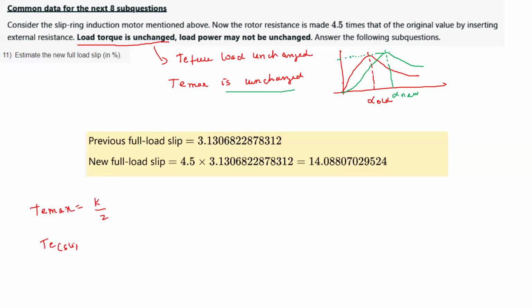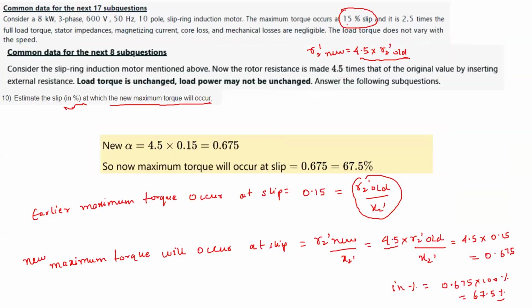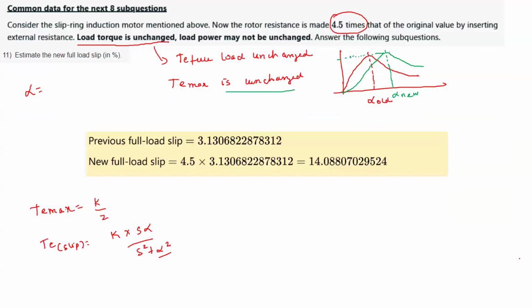T at any slip is equal to K into S alpha by S square plus alpha square. Now remember that this value of alpha has now changed, because the slip at which the maximum torque occurs is changed because of adding this external resistance. So it has become now 0.675. Okay. So this is the change.